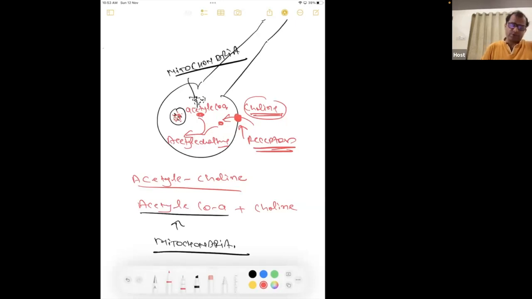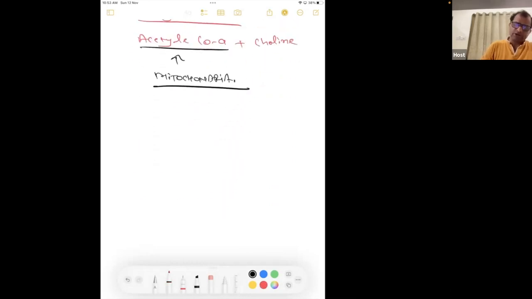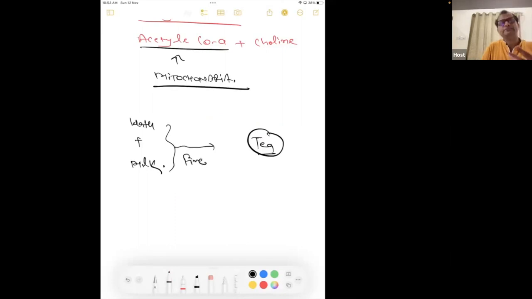And mitochondria is producing acetyl-CoA. Then we can understand it this way: we want to make tea, right? So we are taking water and we are taking milk. Then we are using fire to boil it. Then we will be able to make the tea, and we are putting some more ingredients.